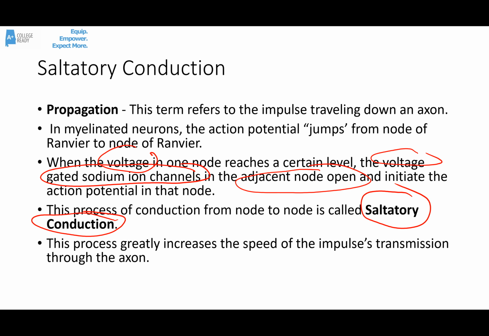What this does is it causes the process to happen much faster. It causes propagation to happen much faster than it would if the nodes weren't there. So myelin's job is to increase the speed of an impulse's transmission. And it's very effective at doing that. And the process of the impulse jumping from node to node is called saltatory conduction.